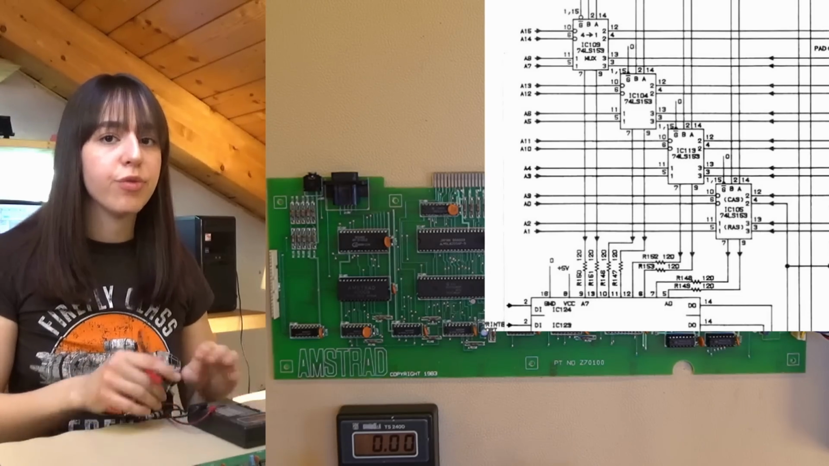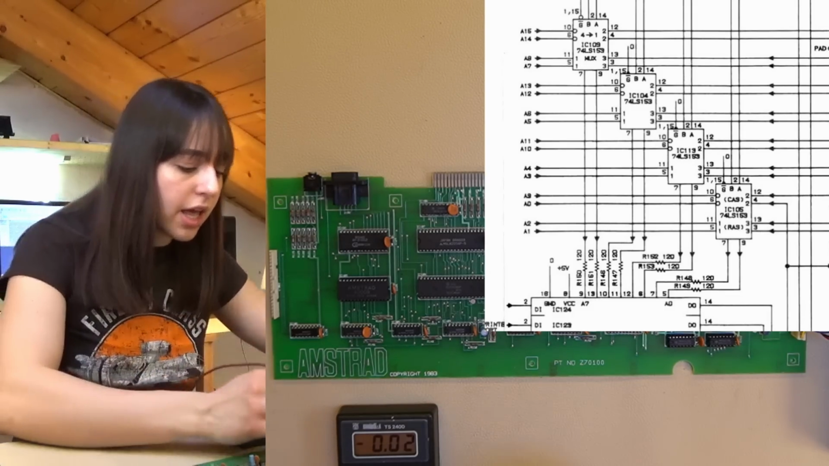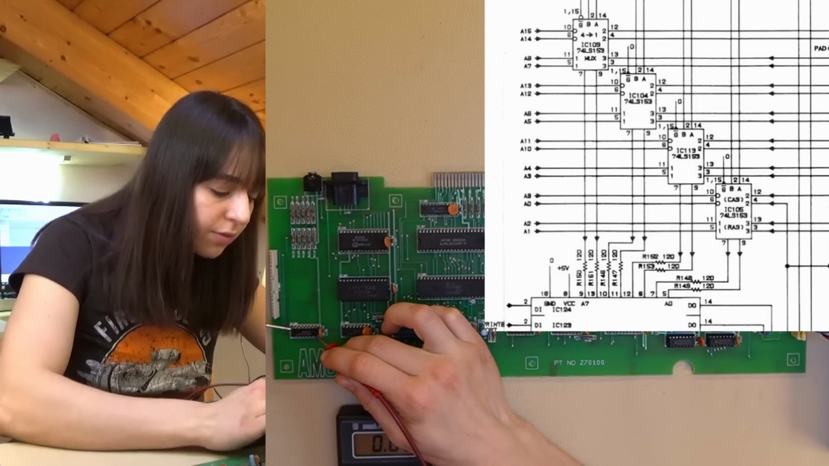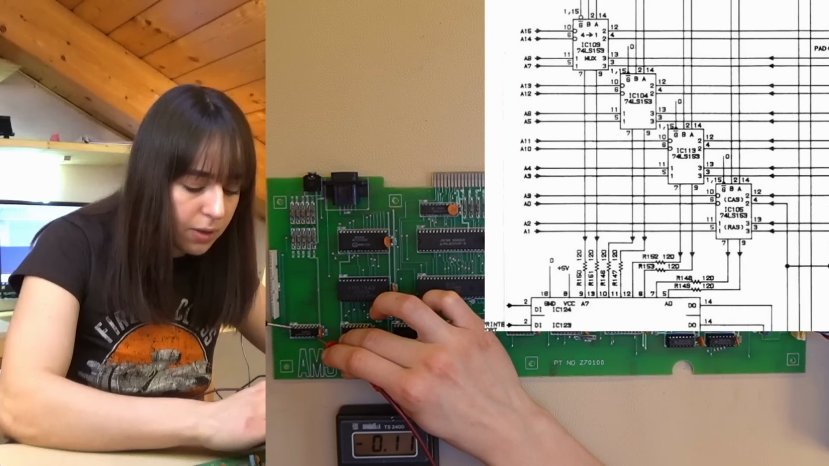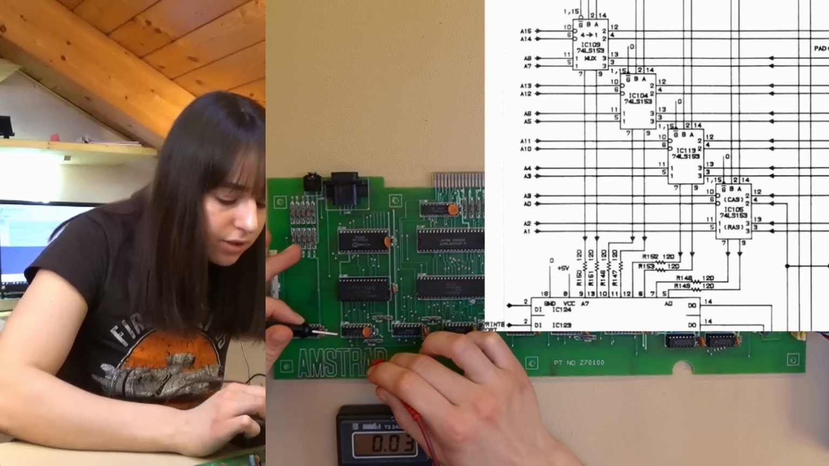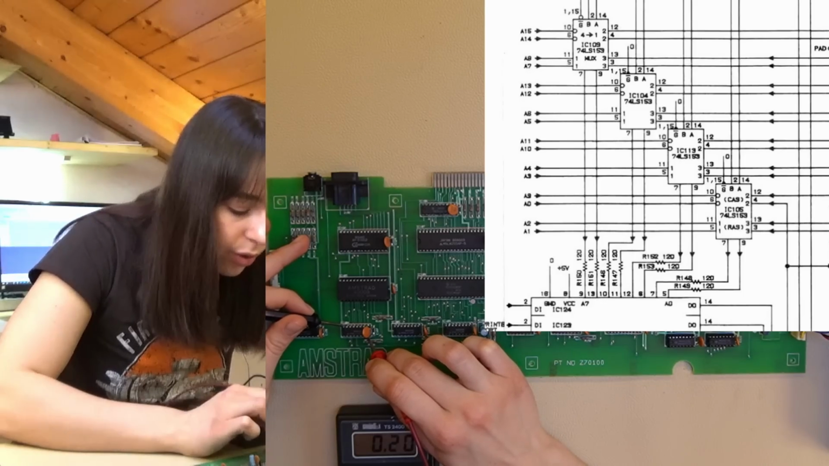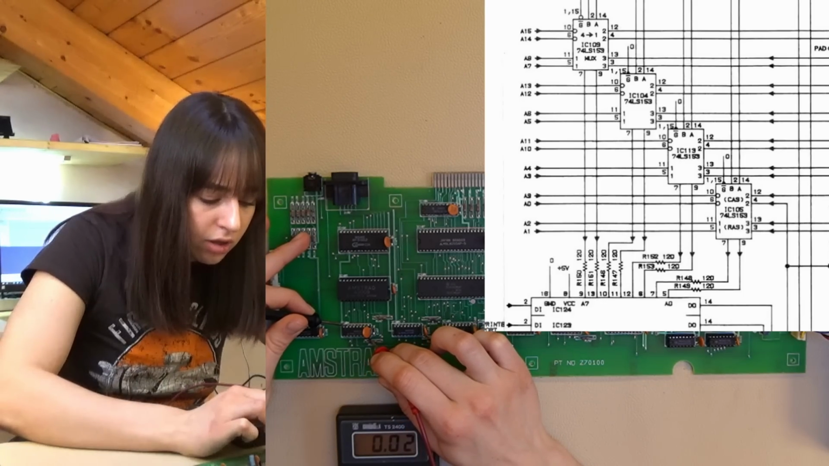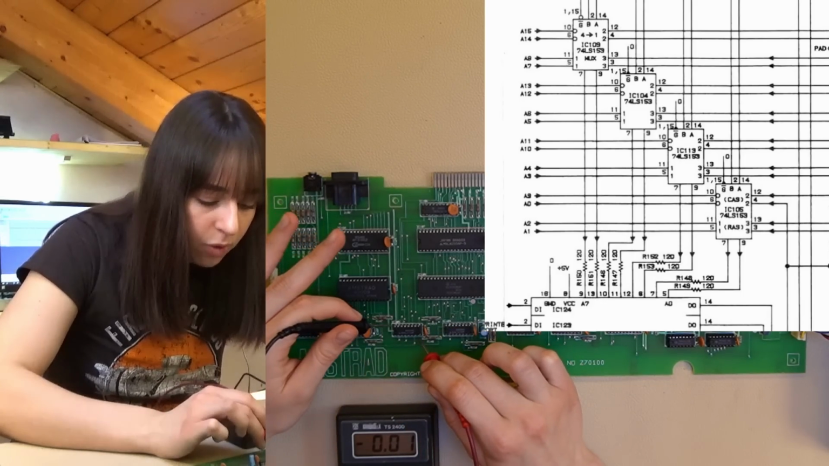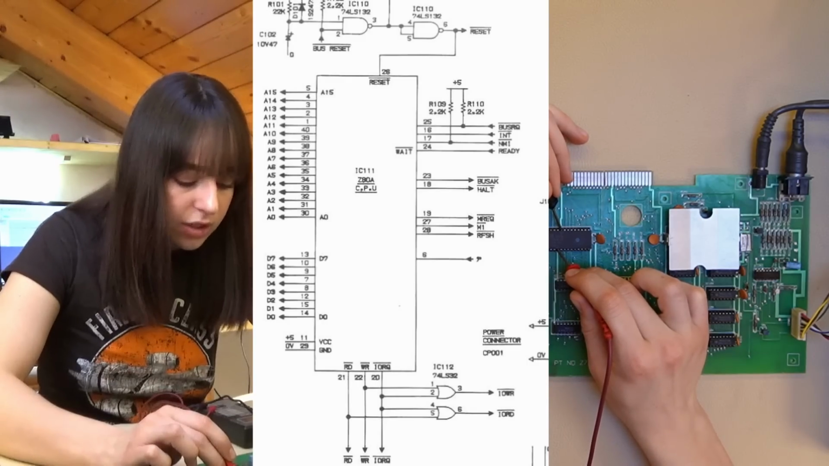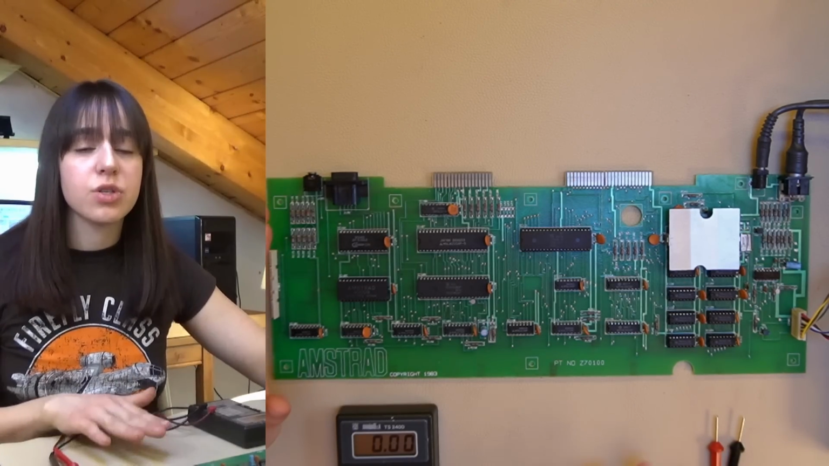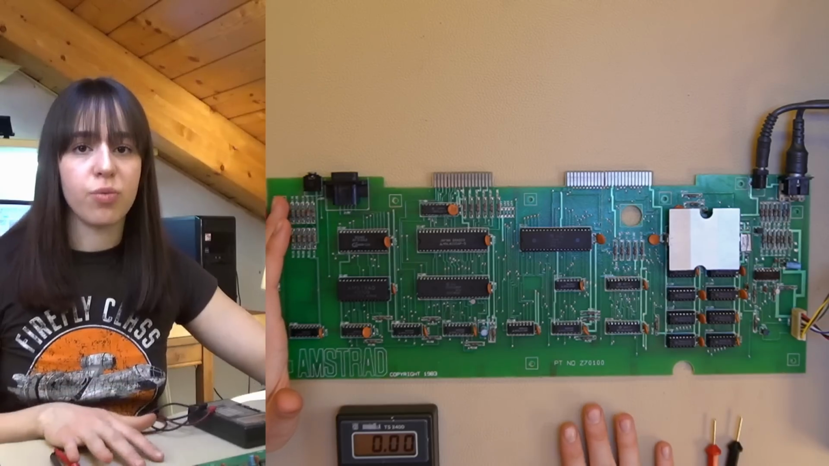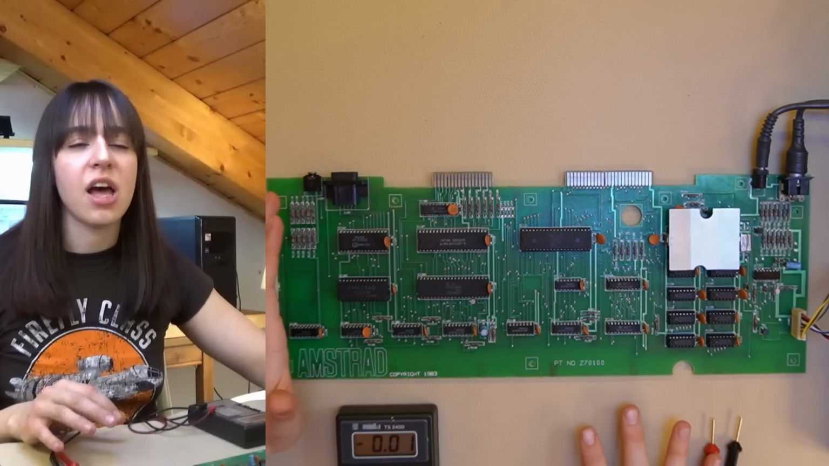I'll choose a point far from the power supply, and in this point the voltage should be at least 5 volts, but there doesn't seem to be any voltage at all in any of these points, and not even in the CPU. There's no voltage regulator in this board, so some voltage drop is normal, but in this case there's definitely an issue.